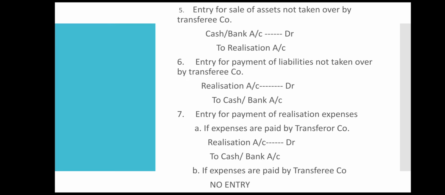Second entry, if the expenses are paid by transferee company, then no entry will be passed in the books of transferor company. Because these expenses are paid by transferee company, the effect of that will be shown in their books and not in the books of transferor company. So when they give any realization or liquidation expenses, remember if the expenses are paid by transferor company, then this entry will come. If it is paid by transferee company, then the entry will come in the books of transferee company.